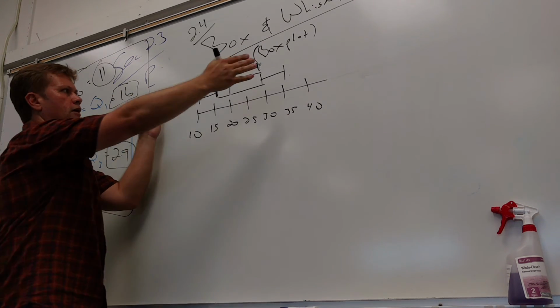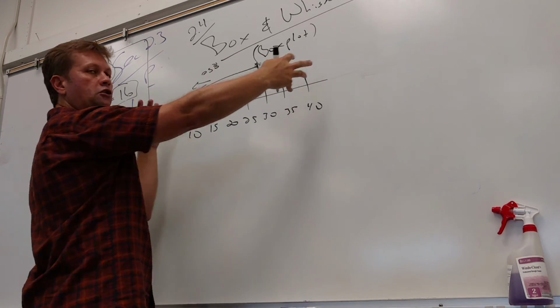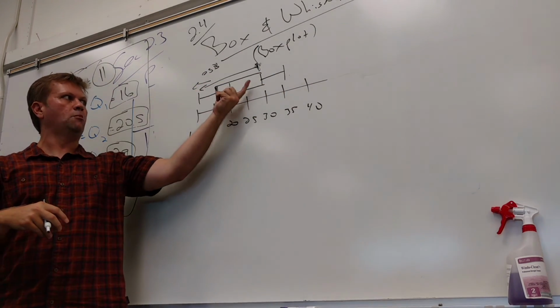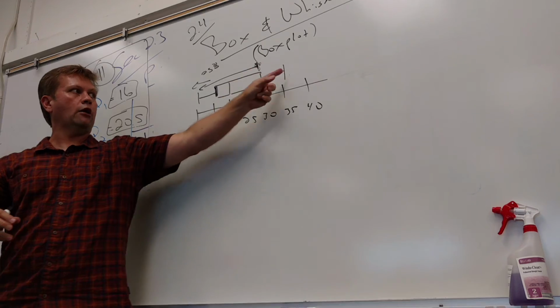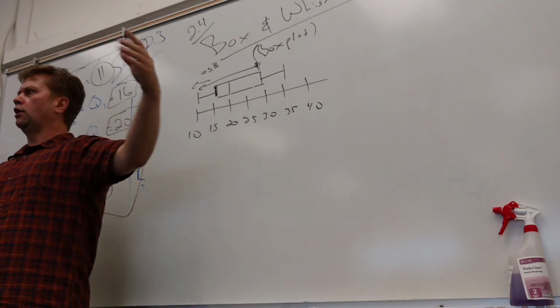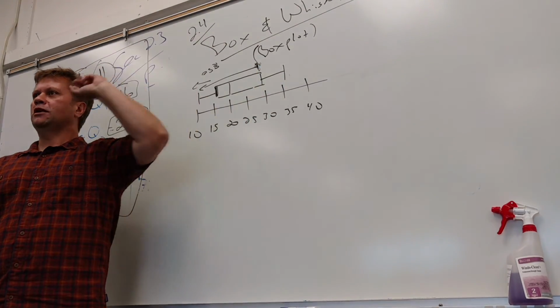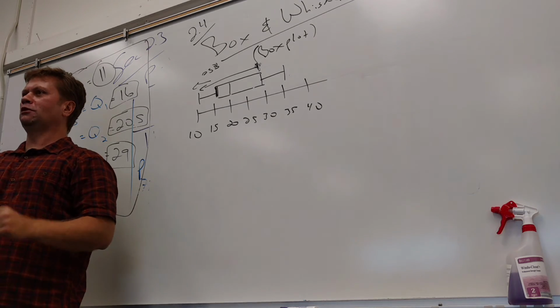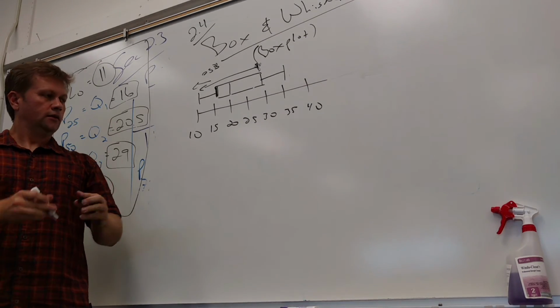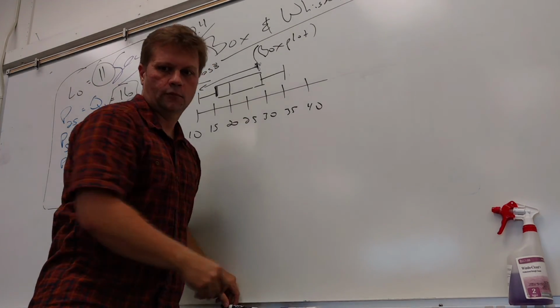So this gives you a real quick idea of how spread out your data is. It gives you a real quick idea of where most of your data is, where the outliers are. Outlier. Reminds me of Children of the Corn. It's a really good movie.